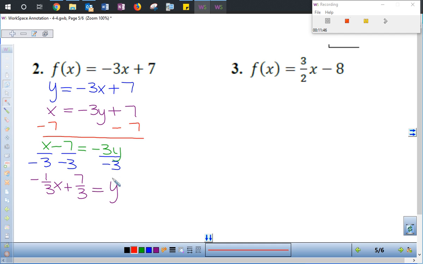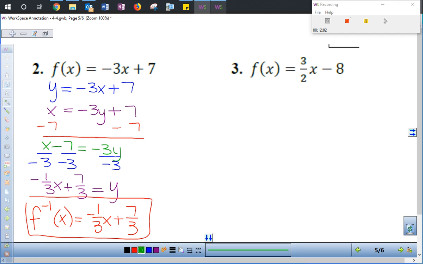Now my final step is I need to change this y to f inverse of x. So I'm going to start with f inverse of x equals -1/3 x plus 7/3, and that's our final answer. So 4 steps to this process. Let's try it again on number 3.